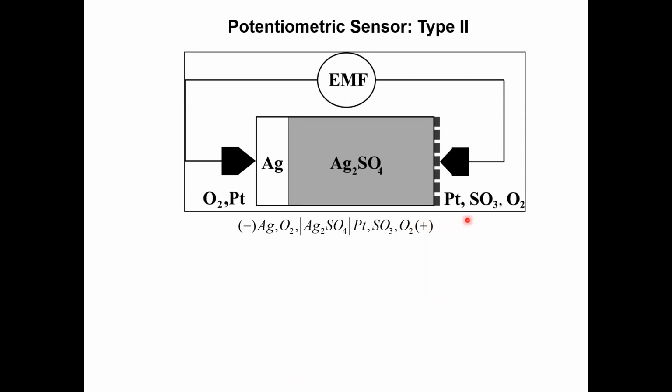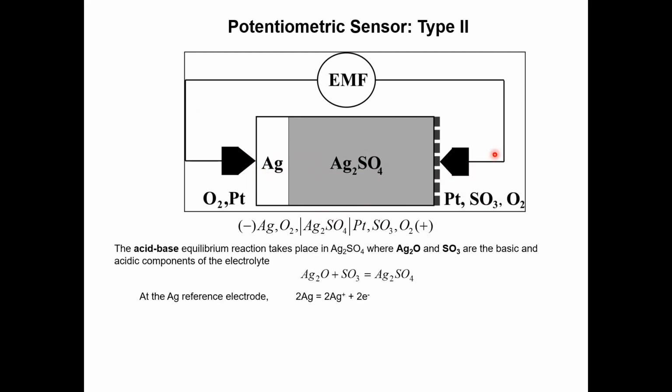SOX type sensor, a sulfur dioxide type sensor or sulfur trioxide type sensor, with silver sulfate as the electrolyte and the reference electrode as silver, where the activity of silver is 1, which is fixed. And then you can measure the EMF between the 2 electrodes, and the 2 half cell reactions added together will give you the overall reaction happening in the cell.